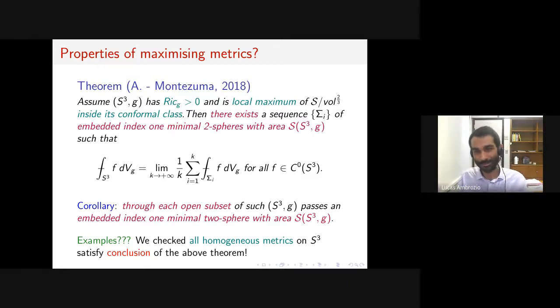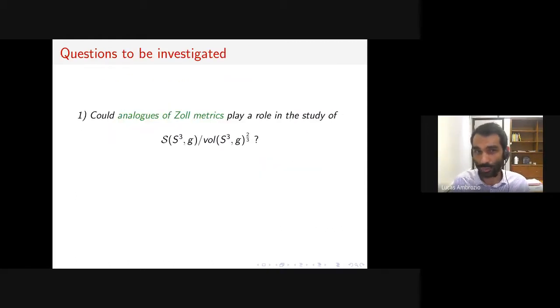Okay? So now let's make a bold move, comparing the situation in two dimensions, where Zoll metrics were special, and the result here with Rafael. So maybe we should look for an analogous notion of Zoll metrics in this context of the functional systole normalized by the volume. Like in the initial problem that I mentioned, where Zoll metrics are local maxima of the systole normalized by the area, maybe there is an analogous theorem here. But before proving this theorem, we need to define the right analogue of Zoll metrics in this context.